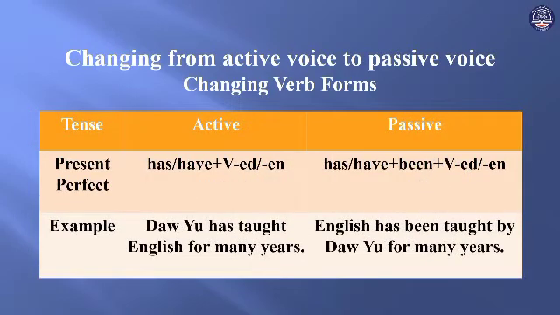Present perfect form in active sentences changes to has, have plus been plus past participle form in passive sentences. Study the example to understand what I said clearly.